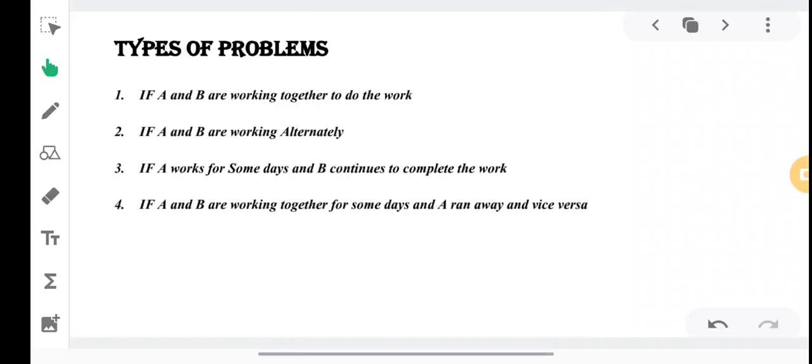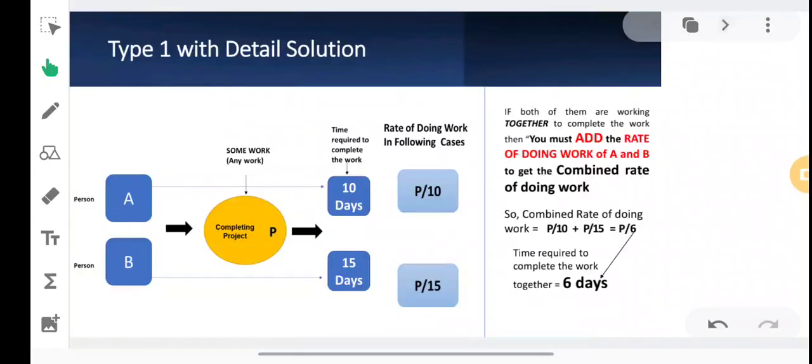So I'll tell you the detailed solution of these questions with basic knowledge. Person A takes 10 days, and person B takes 15 days to complete the work individually. So as per our knowledge, the rate of doing work for person A is P by 10 and the rate of doing work for person B is P by 15. So if both of them are working together to complete the work, you must add the rates of work, that is the rate of doing work of A and B, to get the combined rate of doing work.